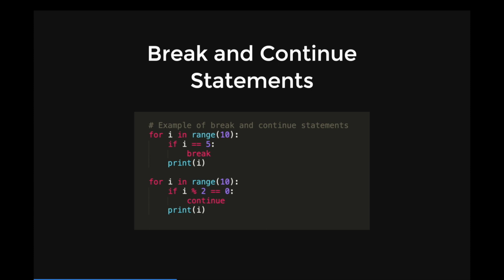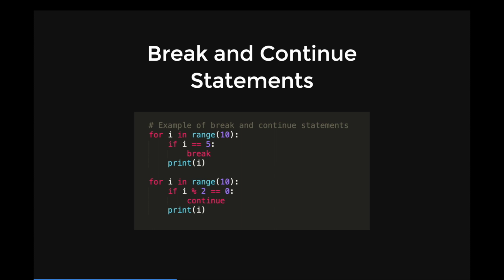For example, in the first example here, the loop is terminated when i equals 5 using the break statement. In the second example, the continue statement skips printing even numbers, causing only odd numbers to be printed. So if you run through step by step, first I'm saying for i in range of 10, which is values up till 10. If i equal to 5, I break, else I print the i value. I break and get out of the loop. So it will terminate when the value is 5, even though I'm setting the range up till 10.